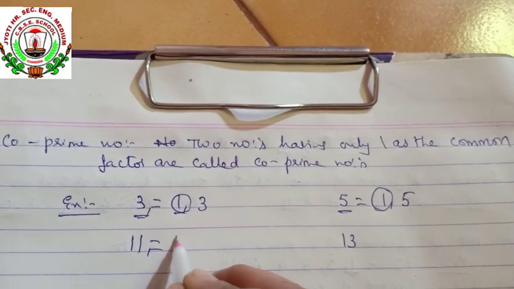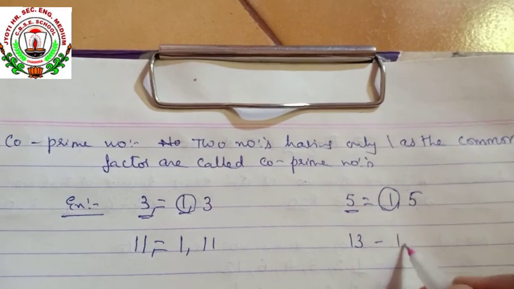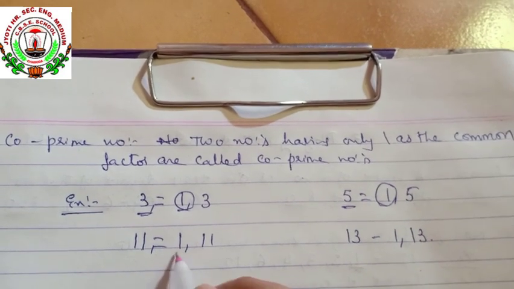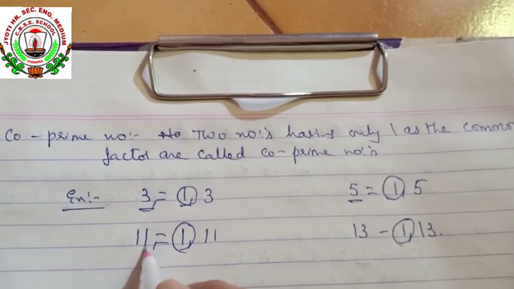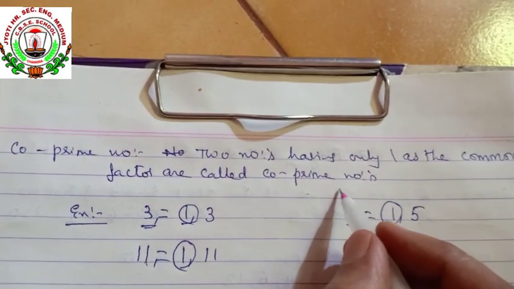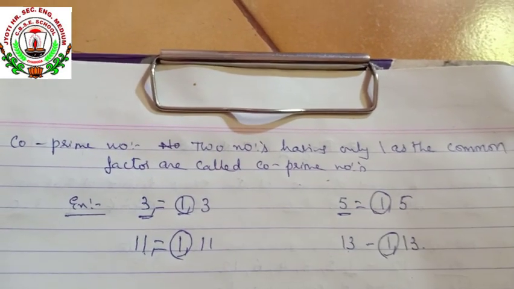One more example, 11 and 13. 11 has factors 1 and 11. 13 has 1 and 13 itself. In this also 1 is common, so 11 and 13 are called co-prime numbers.